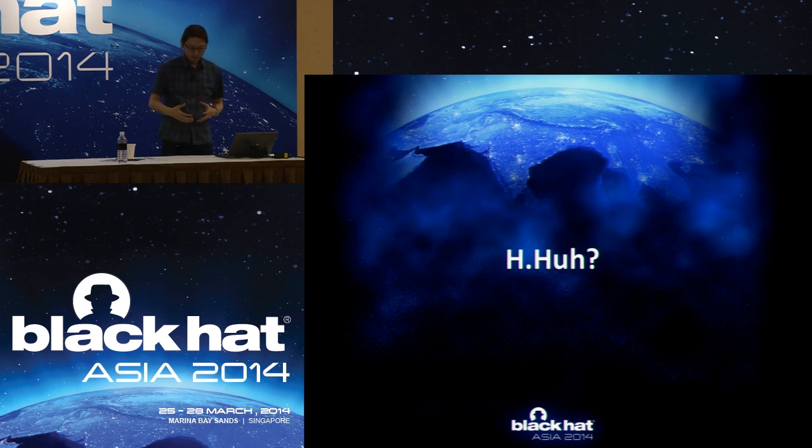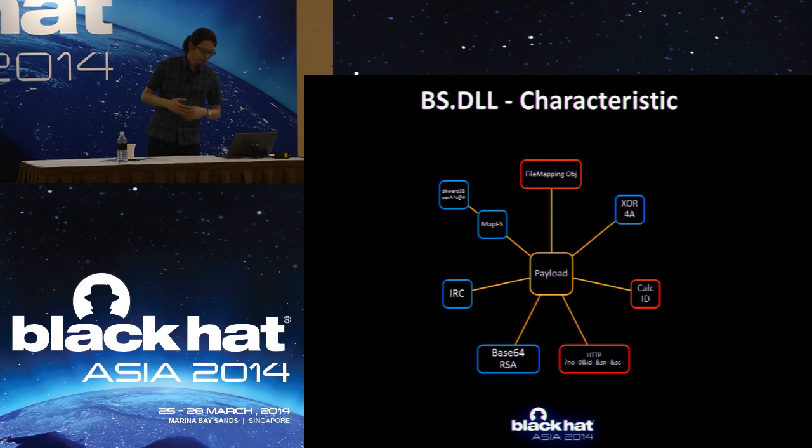So before trying to find more samples, we still need to find the characteristics all those operations have. File mapping object, string encryption, calculate the ID using HTTP request, HTTP request patterns. The patterns may change, but HTTP protocol, base64, RSA encryption, IRC channel, mapfs, and then a zip password.